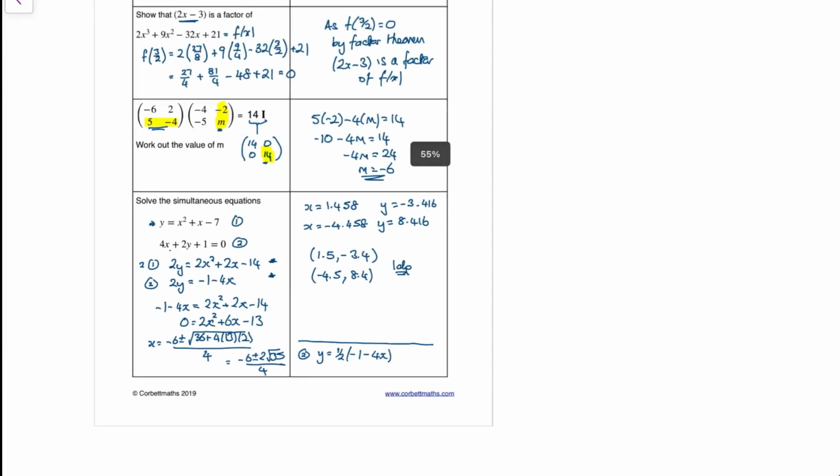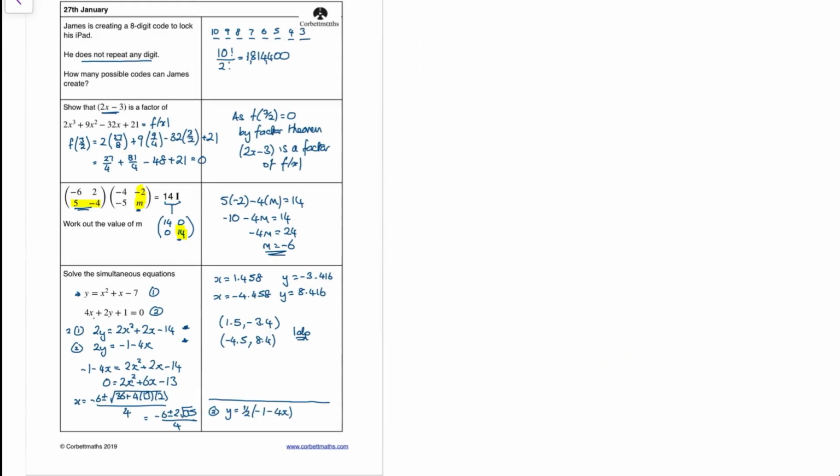And that's the last question done. I'm quite happy with that today. A nice little mix of questions again. I do like these further maths questions. They do test your knowledge of just GCSE stuff, even if you're not doing further maths.